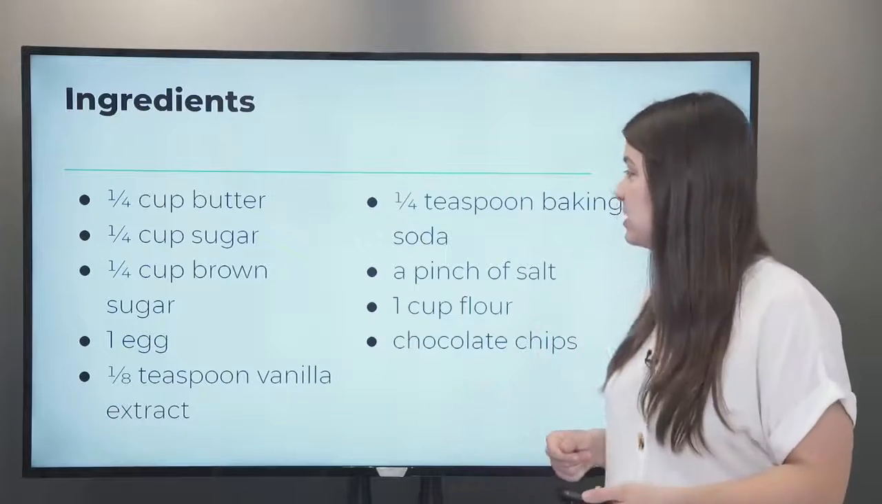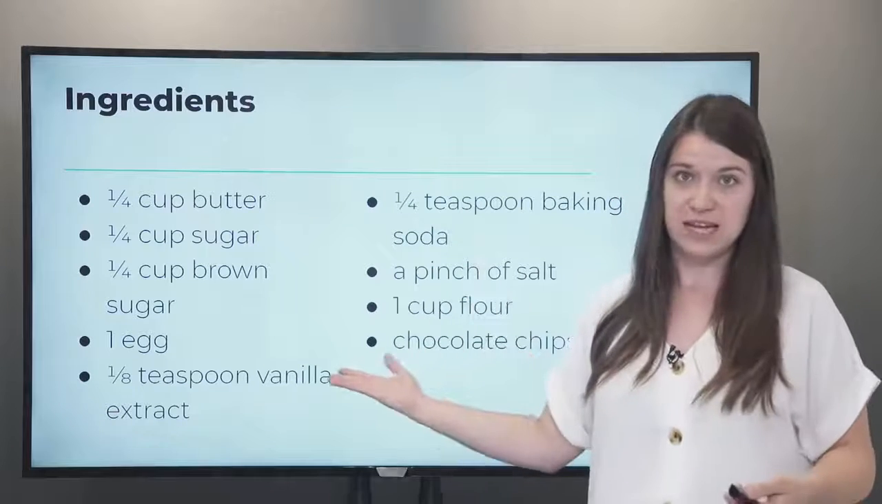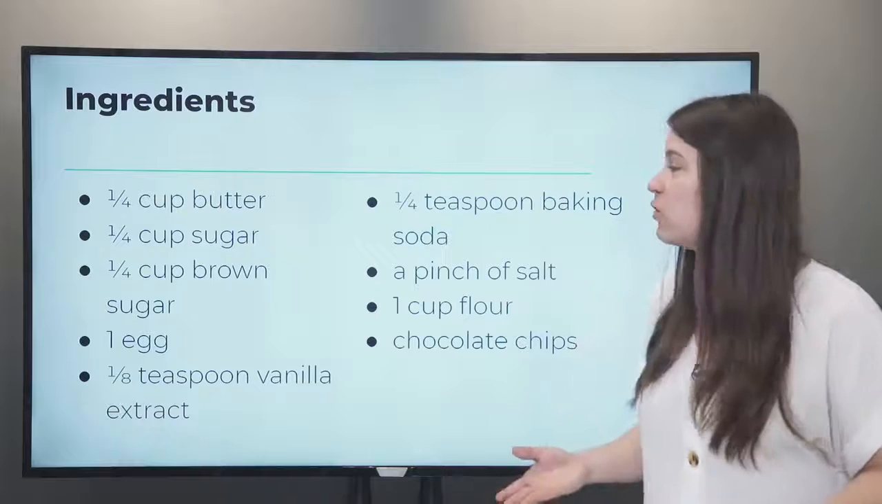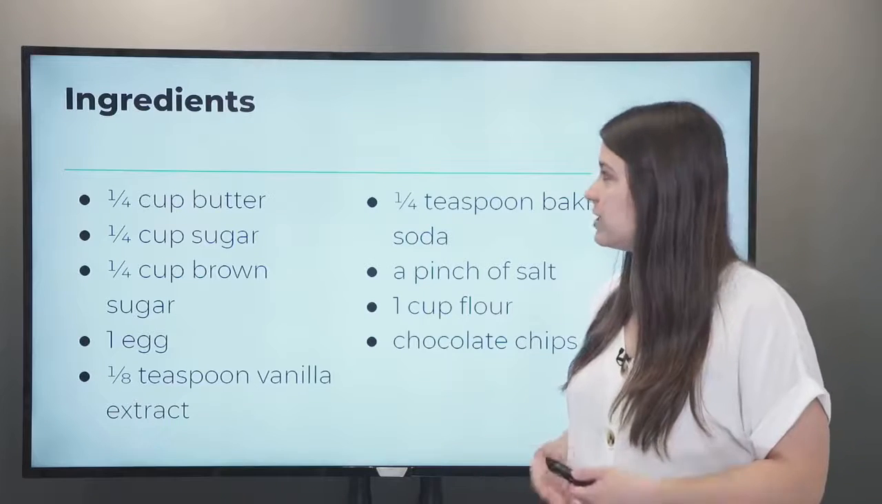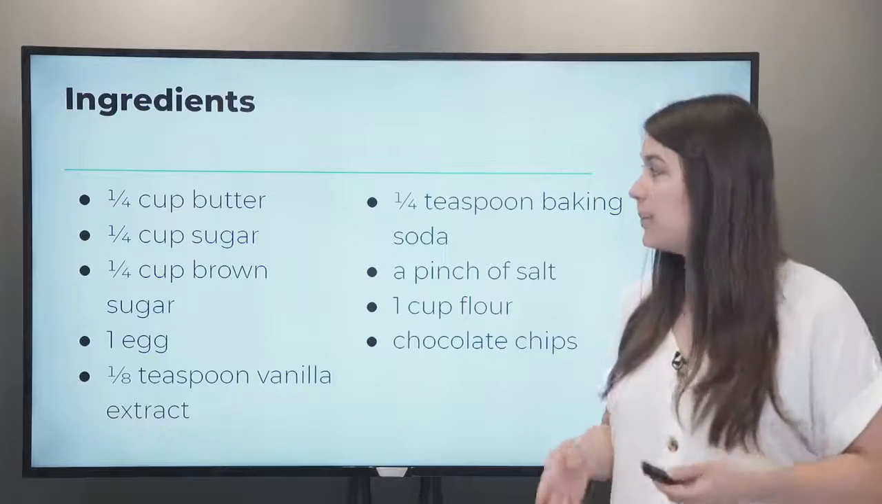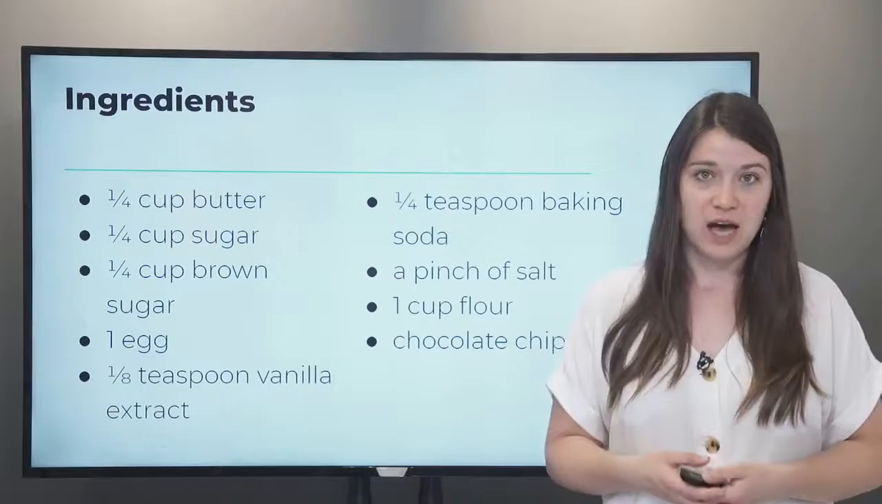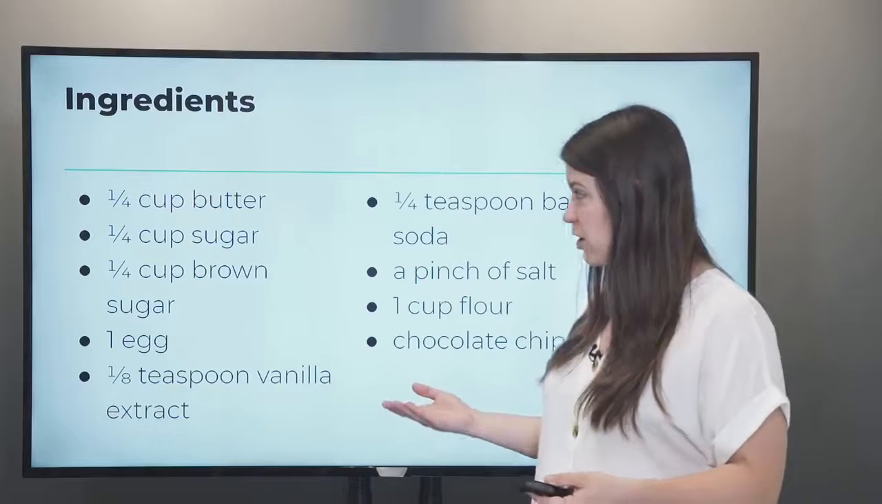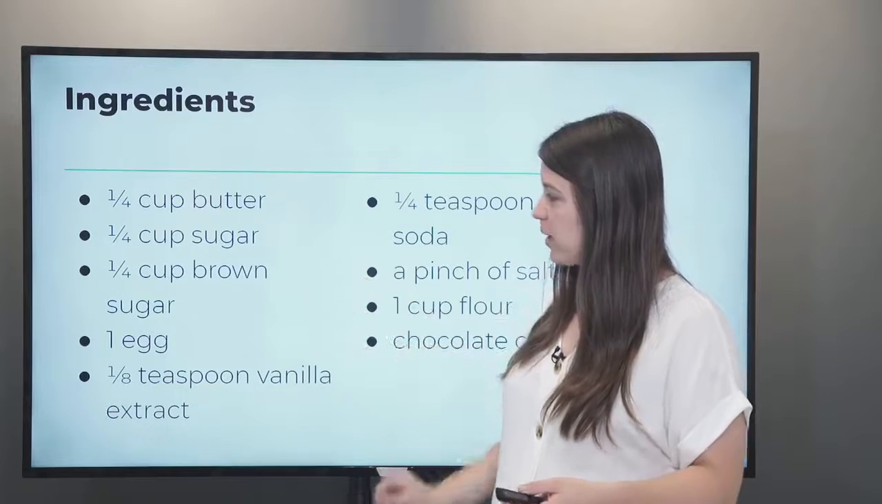Okay, these are typical measurements in the United States, but you can also find the equivalent in the metric system if you want. Okay, so for example, to make chocolate chip cookies, we need 1/4 of a cup butter, 1/4 of a cup sugar, 1/4 of a cup brown sugar. Okay, so this would be white sugar and this would be brown sugar.